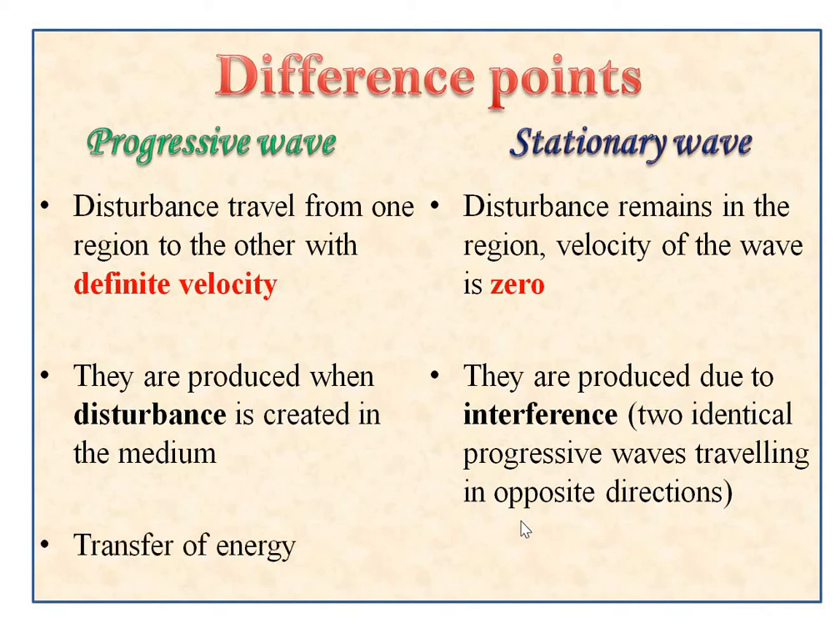The next point of difference is that in progressive waves, there is transfer of energy. And as we know, stationary waves are standing waves, so here there is no transfer of energy. Let's see another point of difference between progressive and stationary waves.